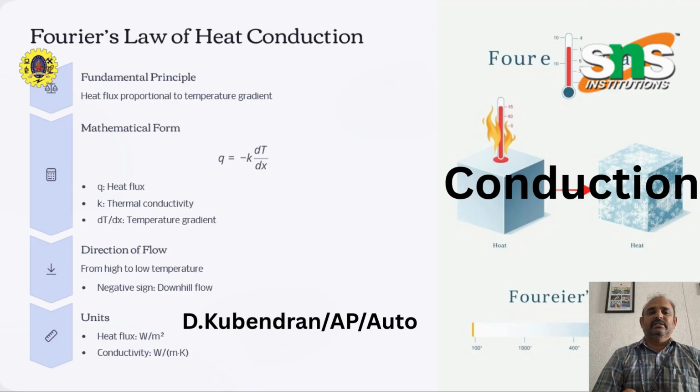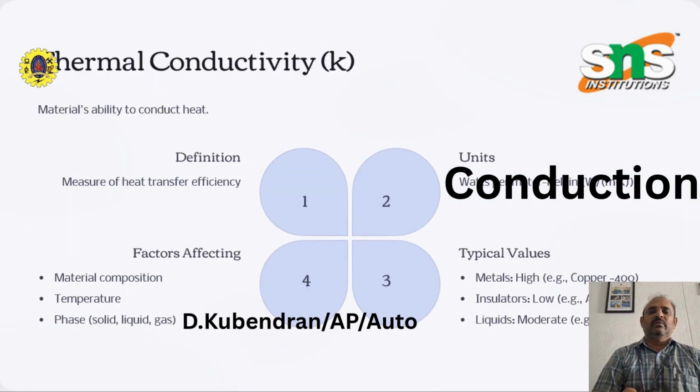Material properties. Metals like copper and aluminum have high thermal conductivity. Insulators like wood, rubber and glass have low thermal conductivity. Thermal conductivity varies with the temperature and material phase. Composite materials have effective thermal conductivity based on their structure. Porous materials reduce conduction due to air gaps.